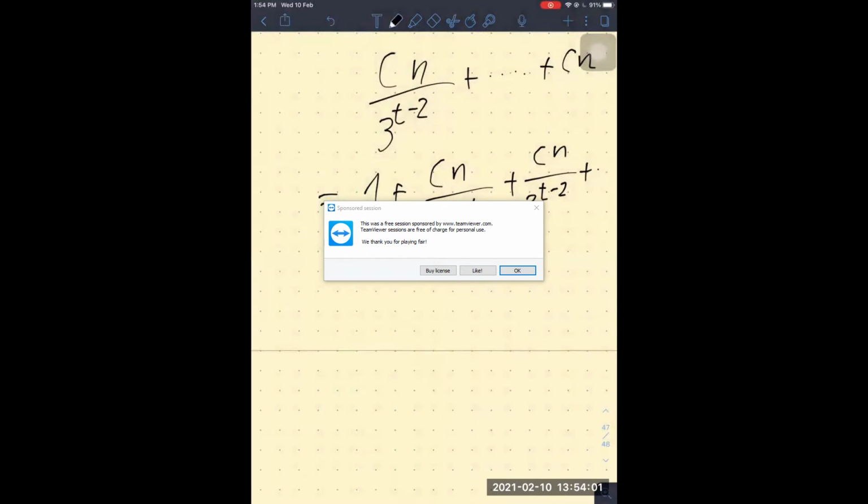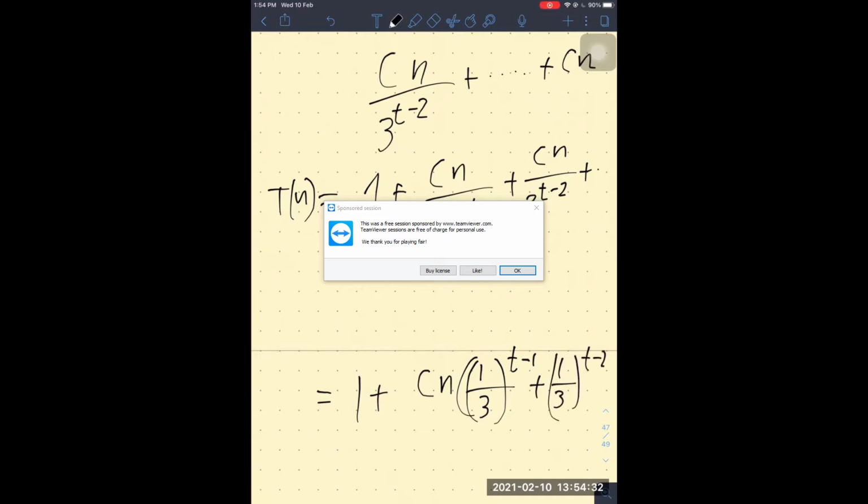And then we can write that 1 plus, we can take c of n as a common factor. Then we'll have 1/3 to the power t minus 1 plus 1/3 to the power t minus 2 plus all the way to 1. This thing is equal to T of n.